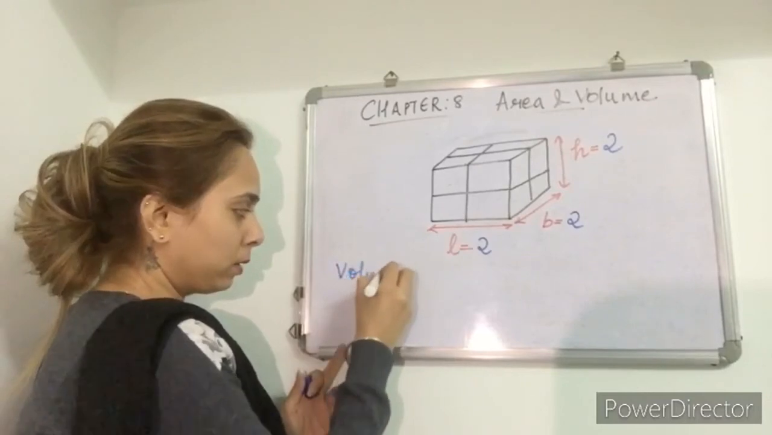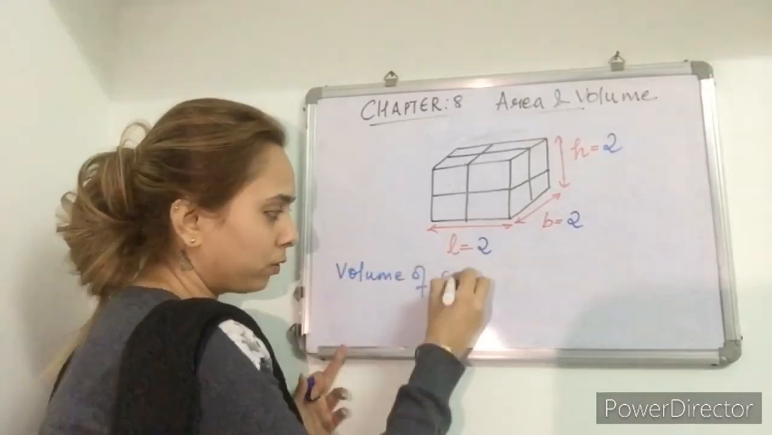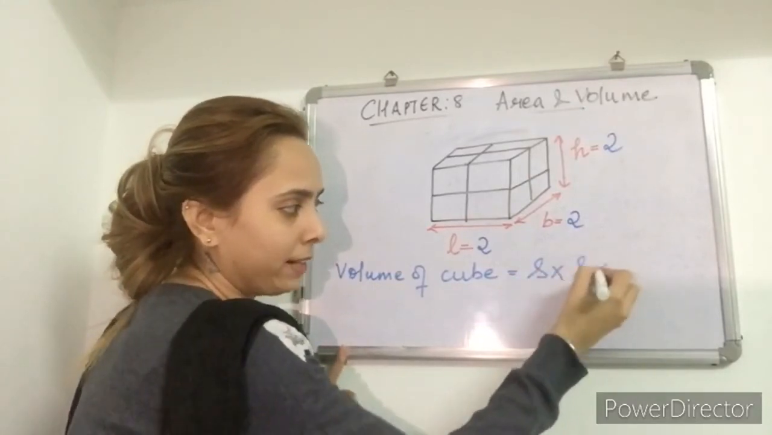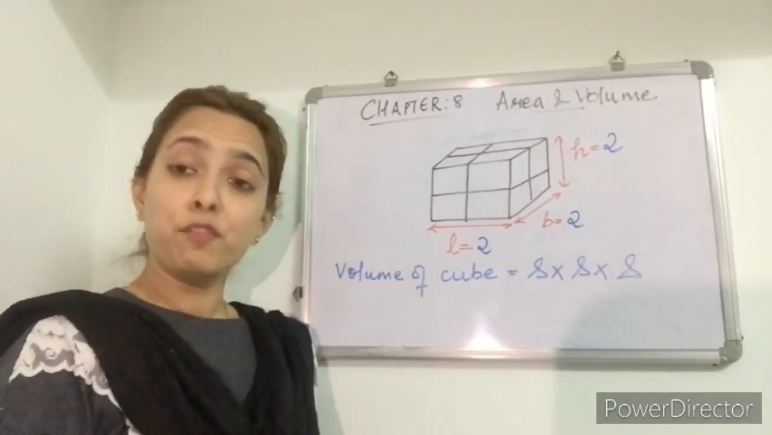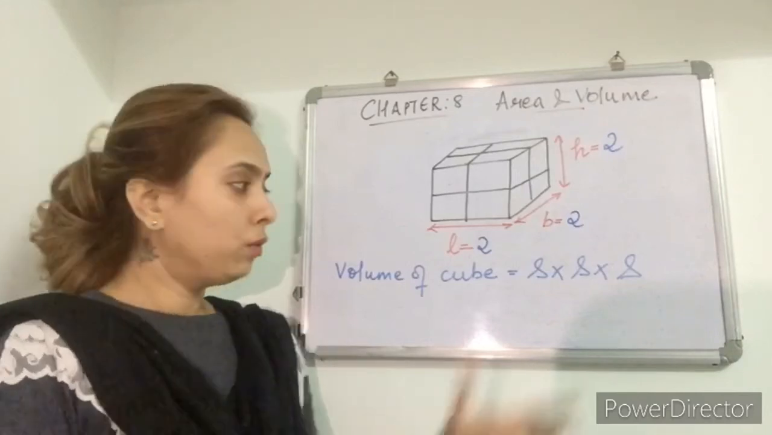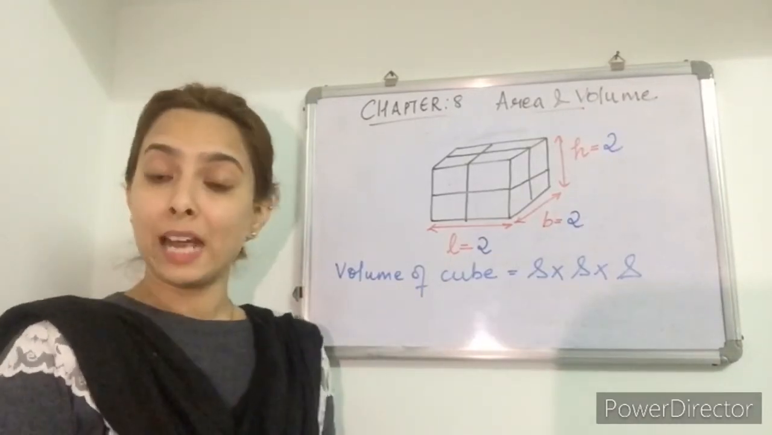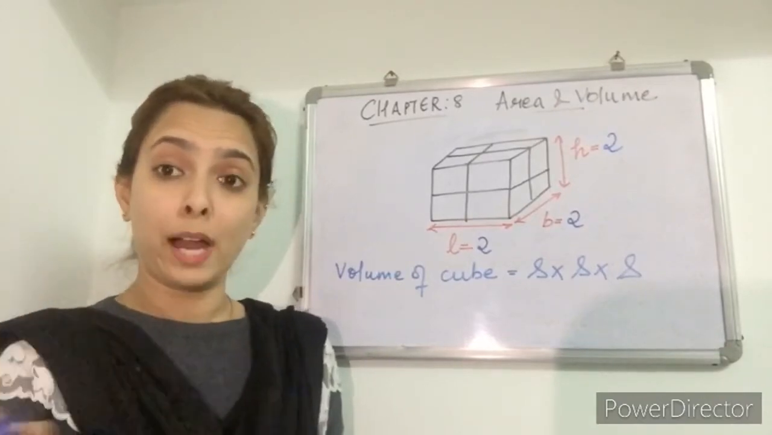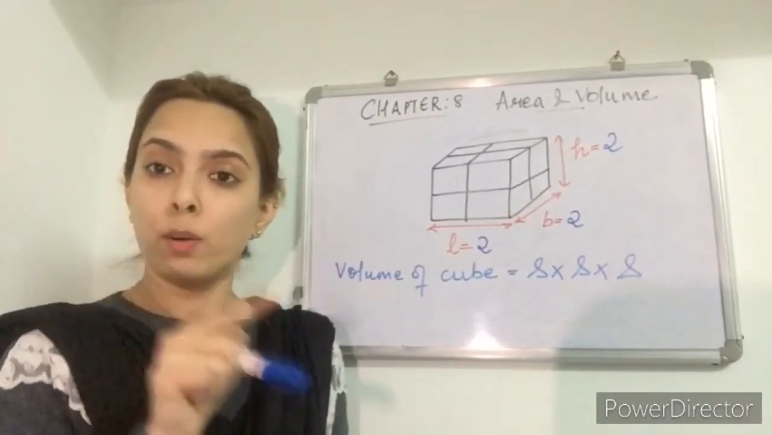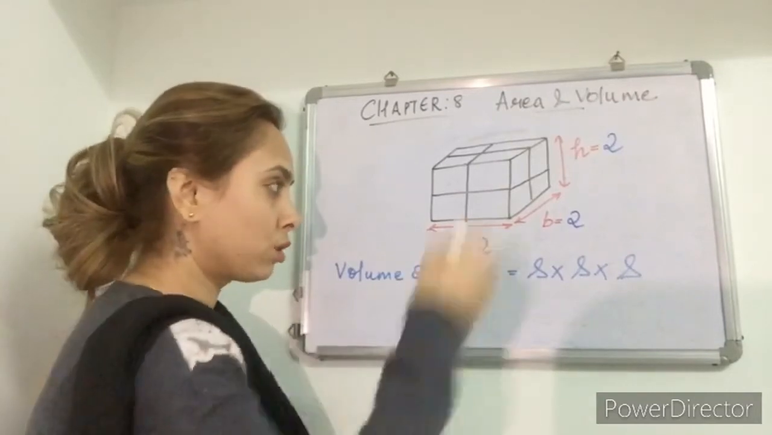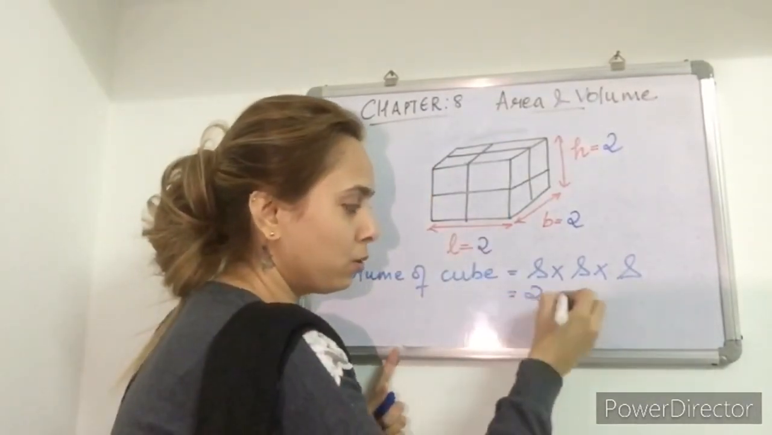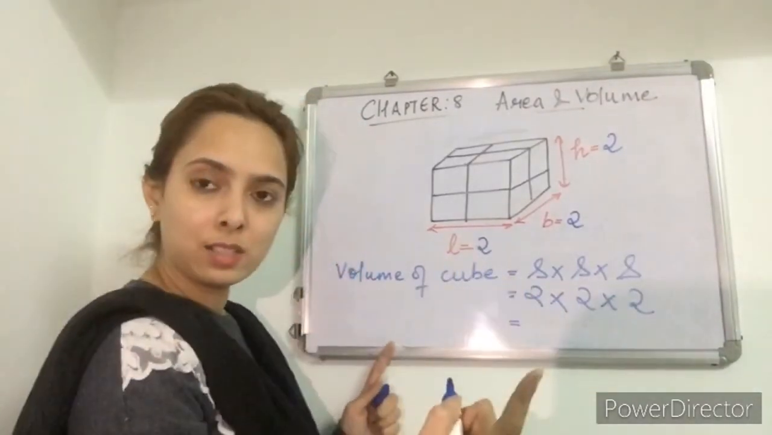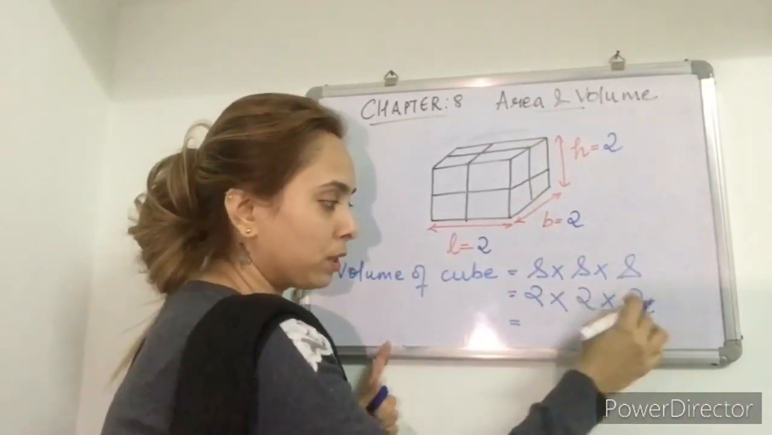Volume of cube. Side into side into side. If all the sides are equal, in the formula you will apply side into side into side. You cannot write length into breadth into height for a cube. Your formula will be wrong. So side is 2, this side is 2 and 2. So our answer will be 2 2s are 4, 4 2s are 8.